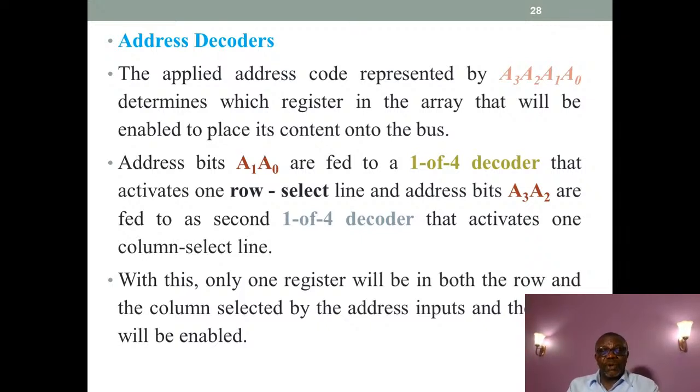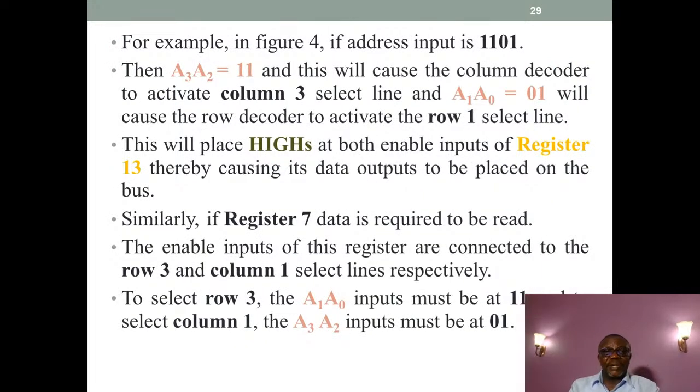So address bits A1, A0 are fed to the 1 of 4 decoder that activates 1 row select line, and address bits A3, A2 are fed to the second 1 of 4 decoder that activates 1 column select line. With this, only 1 register will be in both the row and the column selected by the address inputs, and therefore will be enabled.